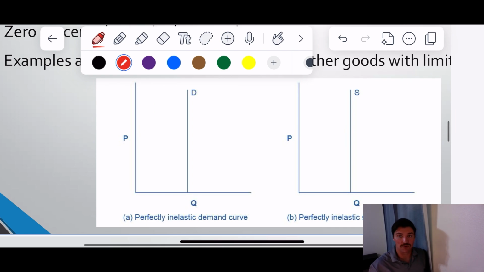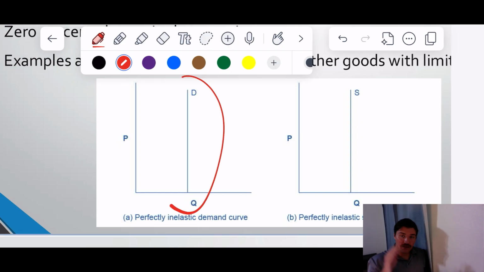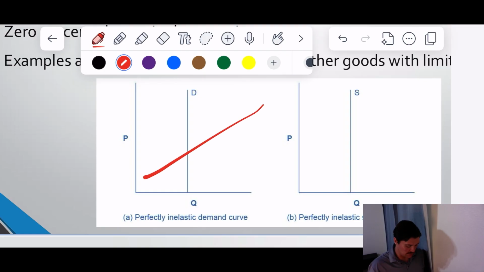Another example of this would be something like medical goods or like insulin, where we have a certain quantity, and that amount of quantity we need. We are demanding this much quantity. All right. It does not matter what the price is. We need this. All right. So then we have our supply curve right here.